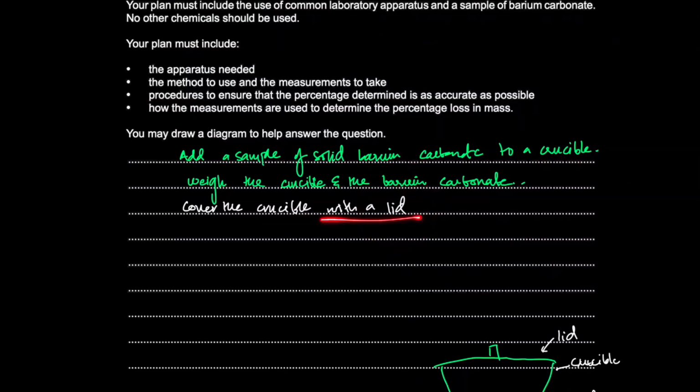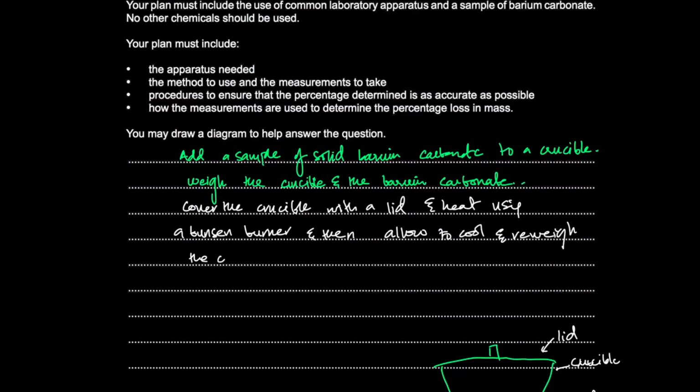So you cover the crucible with a lid and heat using a Bunsen burner. Then you should allow it to cool first, and reweigh the crucible and the solid.